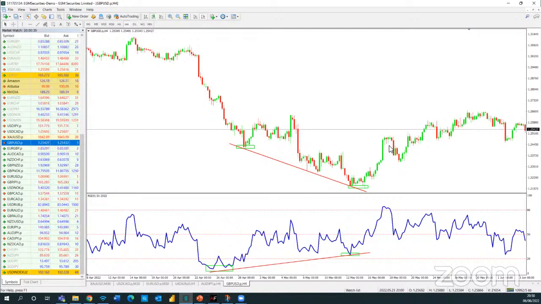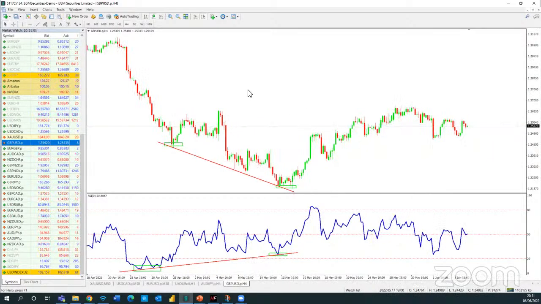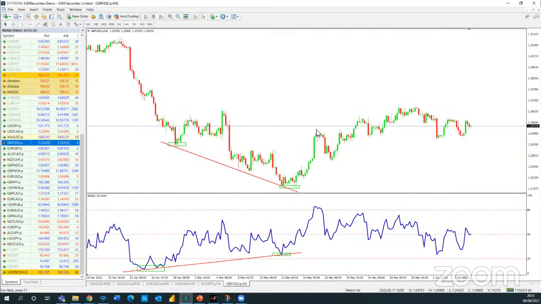So simply look at the inconsistency. You might want to read more about regular and the hidden one. What's more important is to understand the setup more than the terminology. So this one was again for pound USD 4 hours. There we had quite some good move here.